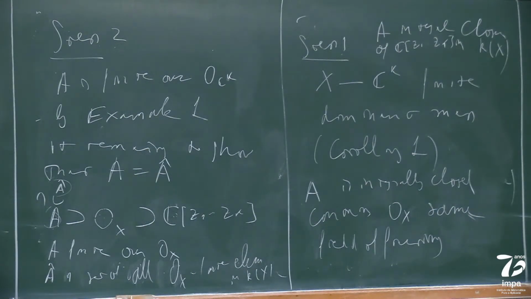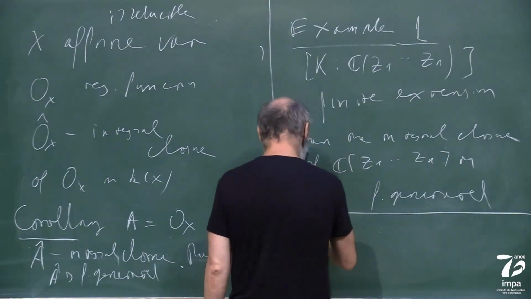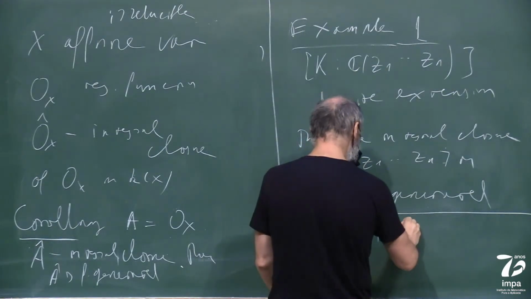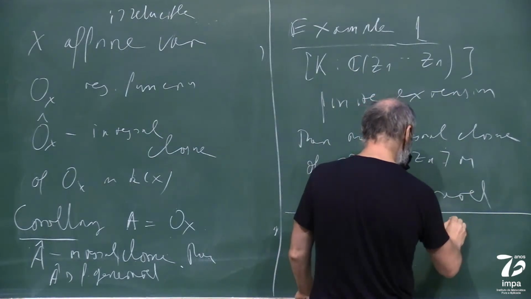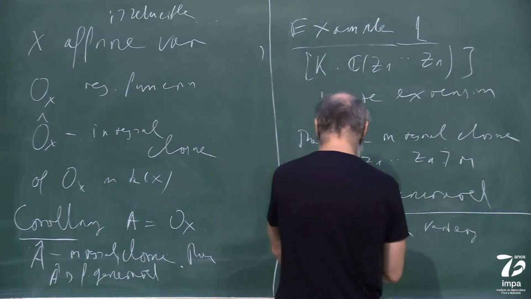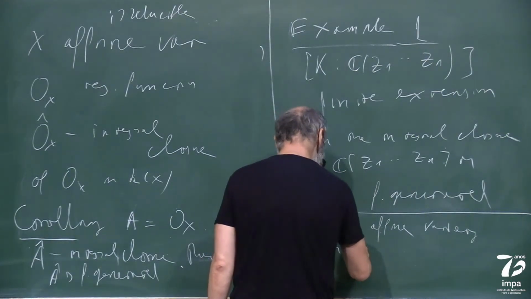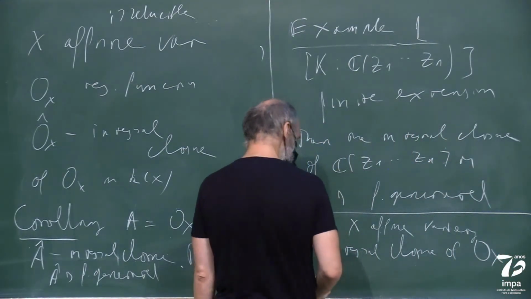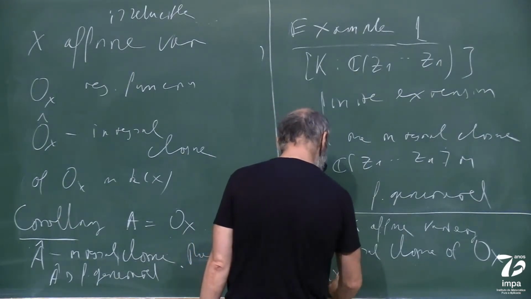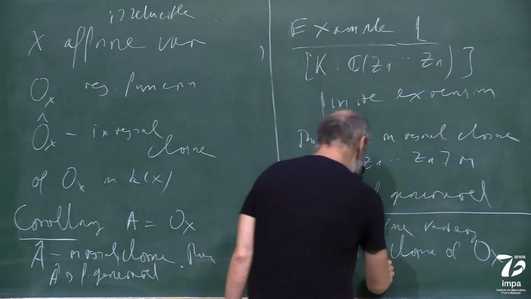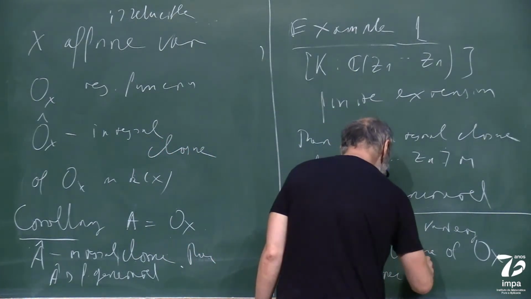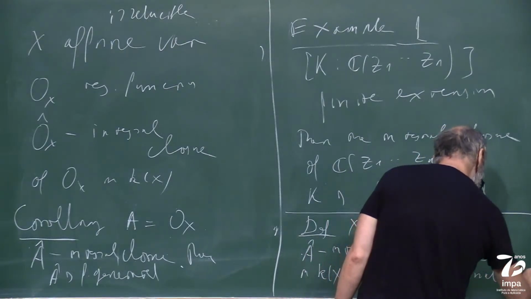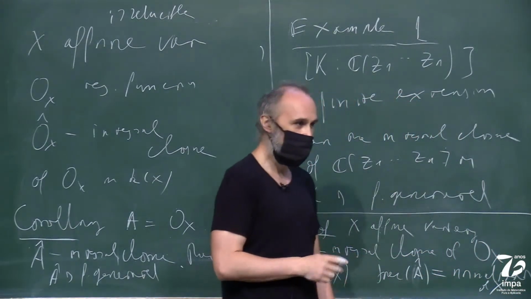Okay, now we can define normalization. Define: you have X an affine variety, A hat the integral closure of OX in K of X, then spec of A hat is called the normalization of X. So let me give examples.